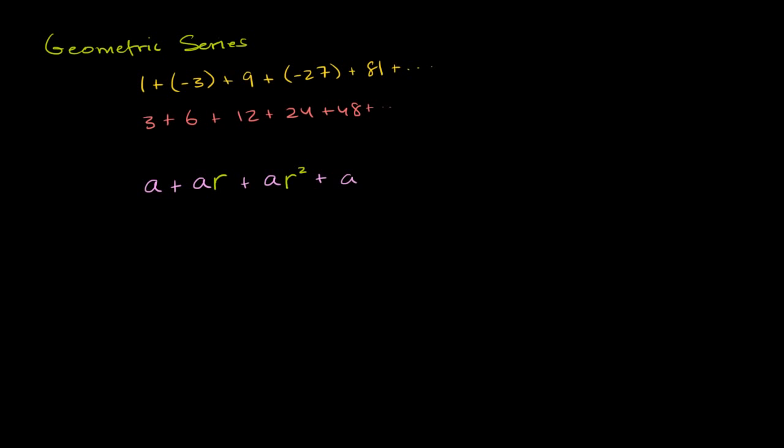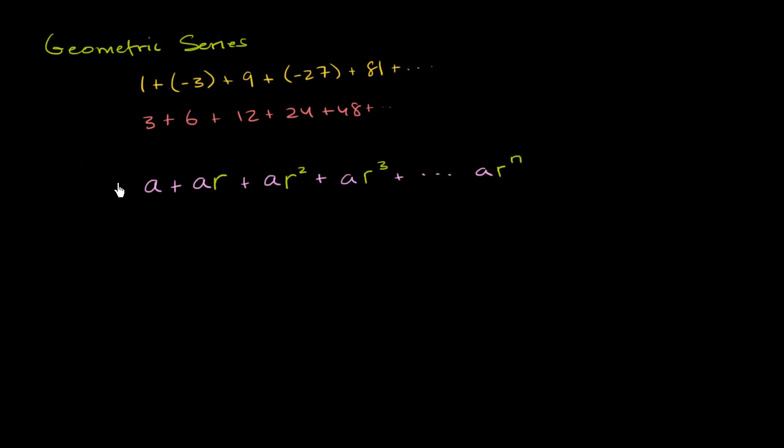And then we can keep going. Plus A times R to the third power. And let's say we're going to do a finite geometric series, so we're not going to just keep on going forever. Let's say we keep going all the way until we get to some A times R to the nth power. So how can we represent this with sigma notation? And I encourage you to pause the video and try it on your own.